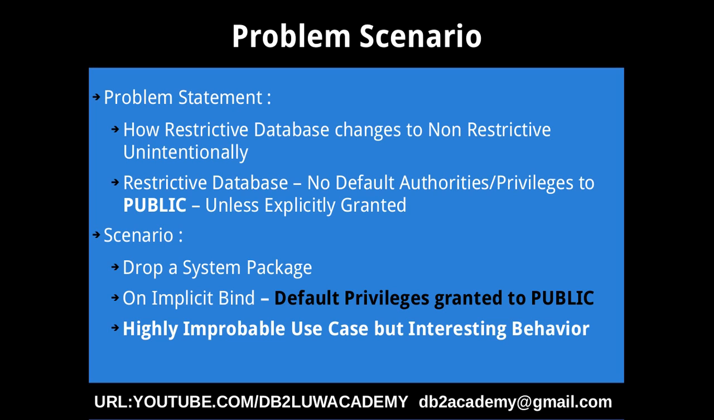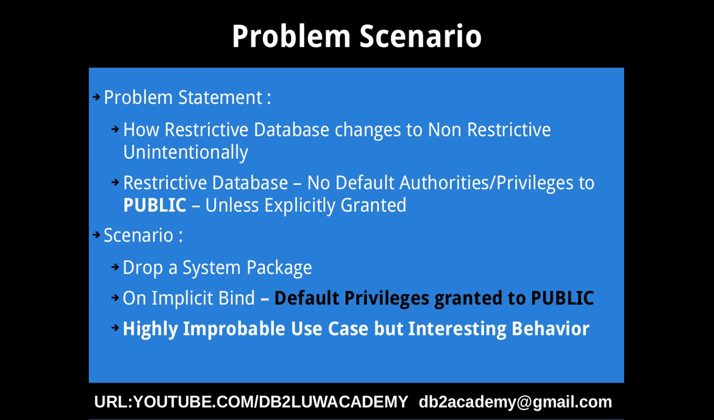The problem statement is we want to demonstrate how a restrictive database changes to a non-restrictive one unintentionally. A restrictive database is something you create during the creation of the database: create DB name, use the keyword restrictive, and you get a restrictive database. The difference between a restrictive and a non-restrictive database is that there will be no default authorities or privileges granted to the public unless, after the creation of the database, you explicitly grant them. During the creation of the database it won't do that by default. So the intention is not to give any authorities or privileges to the public.